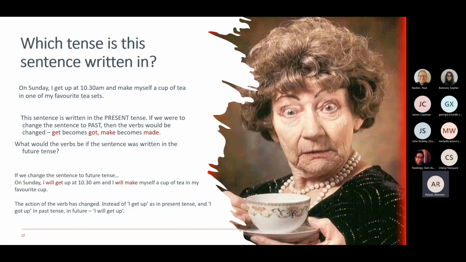John, how you've said this Sunday I will, you can refer to the actual day, that's completely fine. And you've obviously said I will as well, so that's great, well done. Well done, Georgia, as well. The action of the verb has changed. Instead of I get up in the present tense and I got up in the past tense, the future is obviously I will get up.